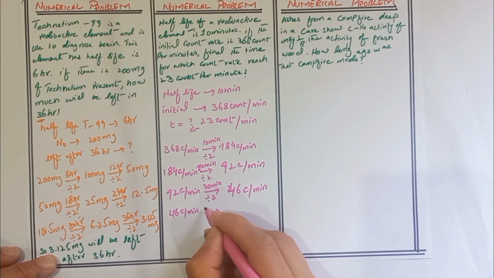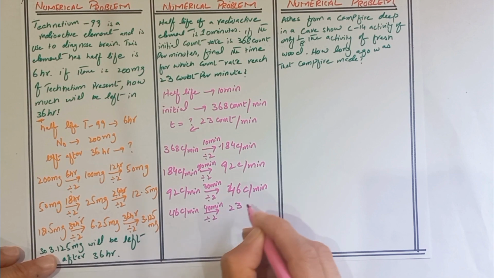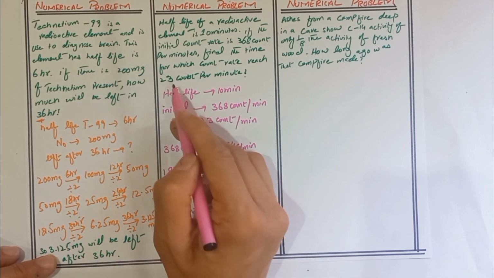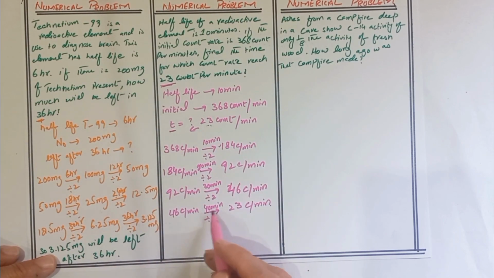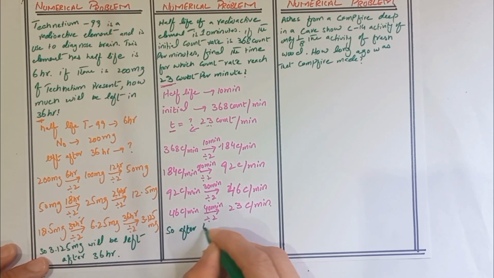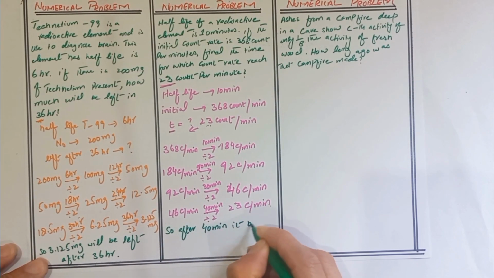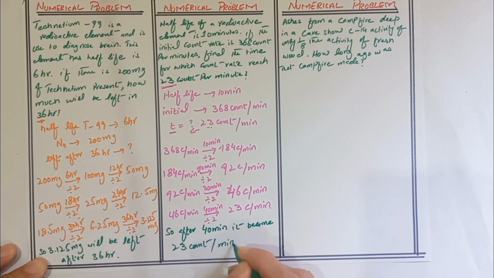Again 10 minutes pass, so it becomes 40 minutes. It becomes half of this 46, which is 23 counts per minute. So we calculate how much time has passed for the count rate to become 23 counts per minute: it is 40 minutes. So after 40 minutes, it becomes 23 counts per minute.